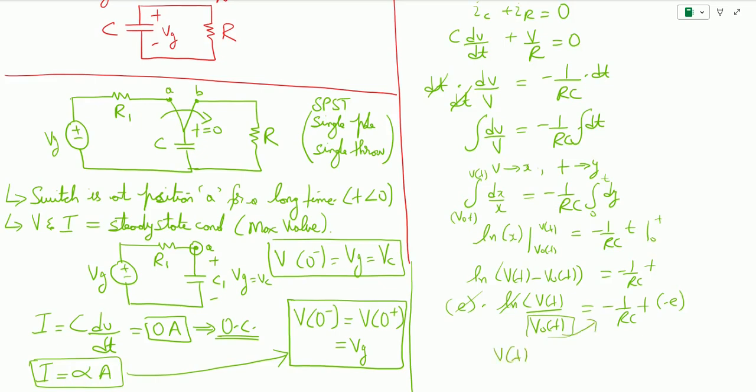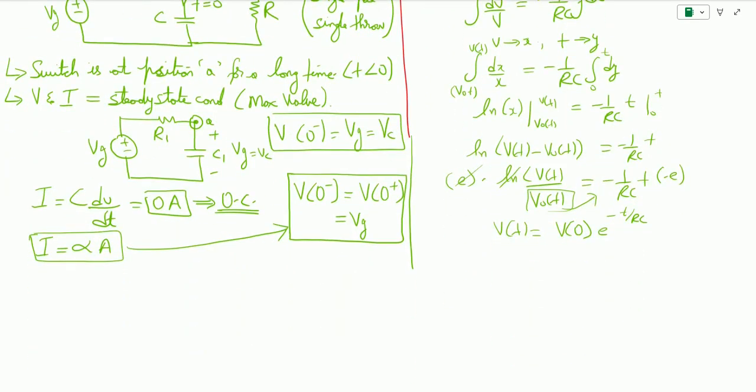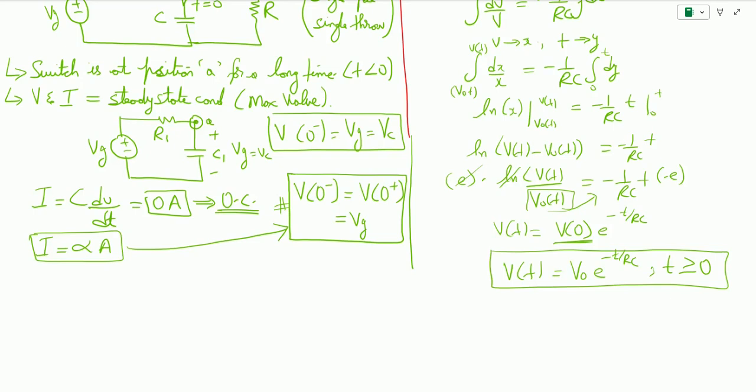So I'll have V of t is equal to V naught, where V naught is basically V0 because this is at the 0 time instance, and the exponential will now have a power of minus t divided by RC. And now we know that the initial condition V of 0 is equal to V0, which is equal to Vg. So I can write V of t is equal to V0 e raised to power minus t by RC, given t is greater than or equal to 0. So this is the expression that I have for the voltage appearing for the RC circuit.